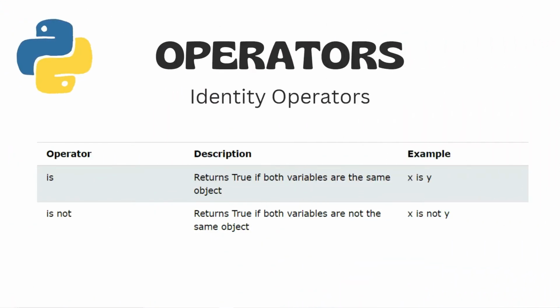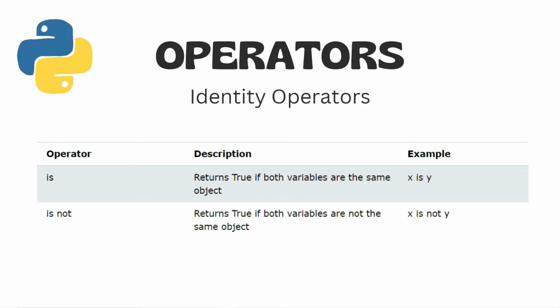So now our next and final operator is called the identity operator. This is so important. The operators are is and is not. So is actually returns true if both variables are the same object. That means if both values are equal and in the same object category, it will actually return true.